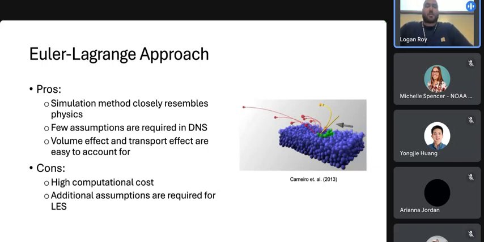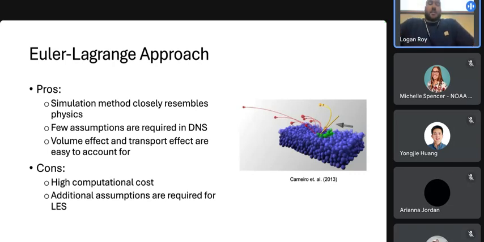And then the other big pro is a lot of these different volume effects and transport effects are really easy to port into these kinds of things as closures and model schemes from the particle resolved models. So it's sort of natural and easy to run high fidelity particle resolved models and get some good confidence and agreement in the Euler-Lagrange approach for some of these effects.